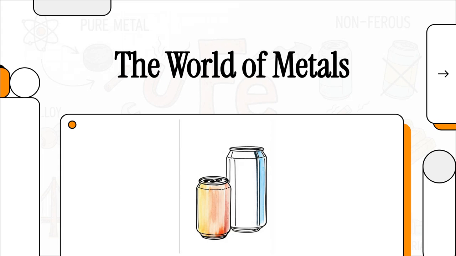Have you ever really thought about the metals that build our world? I mean, from the forks in your kitchen drawer to the massive beams holding up our cities, they all have a place in a surprisingly simple family tree. Today, we're going to map it out.